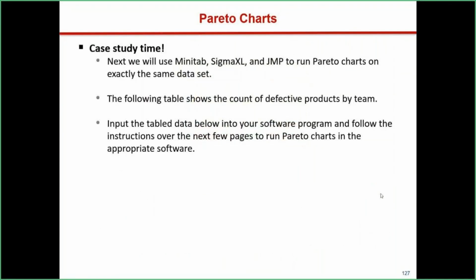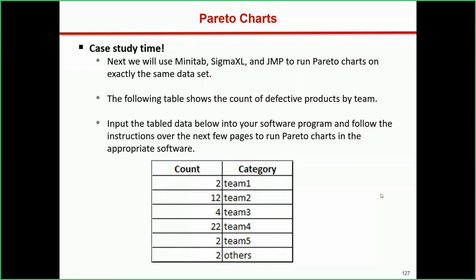Case study. Now, there are different software packages available to run statistics. The one I'm going to use is Minitab. We also have something called SigmaXL or JMP to run a Pareto chart. Below is a table that shows the count of defective products by team. So we have count and category: team 1, 2, 3, 4, 5, and others, and the count of defects each team has produced. Input the table data in your software and follow the instructions for the appropriate software.